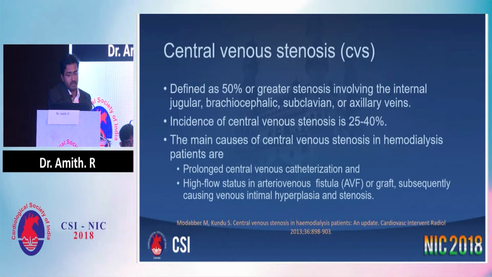Very briefly about central vein stenosis, which is defined as 50% or greater stenosis involving the internal jugular, brachiocephalic, subclavian or the axillary veins. For lower limbs, the iliac veins and the IVC are regarded as central veins. Incidence of central vein stenosis is about 25 to 40%, especially in CKD patients. The mechanisms are prolonged central venous catheterization, especially subclavian vein catheterization, which has an incidence of around 50% as opposed to IJV, which is only around 10 to 15%. And also the high flow status of the AV fistula or graft, subsequently causing venous intimal hyperplasia and stenosis.